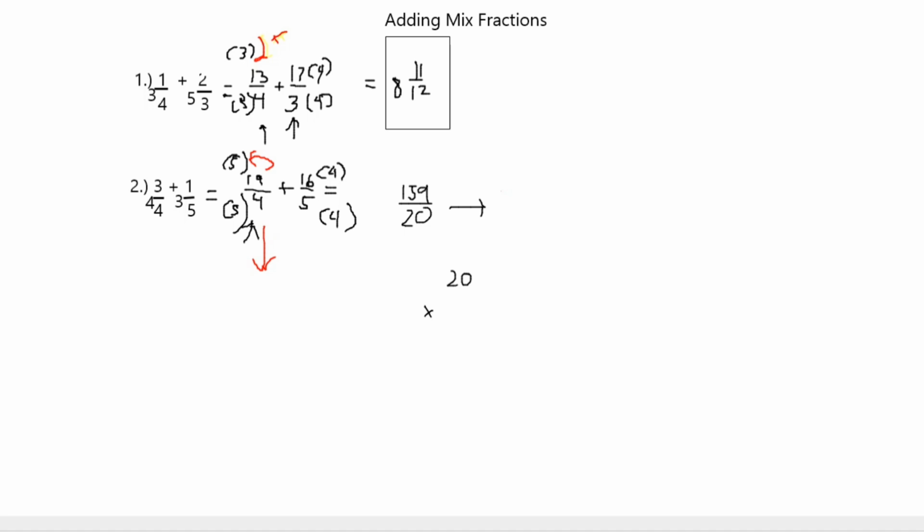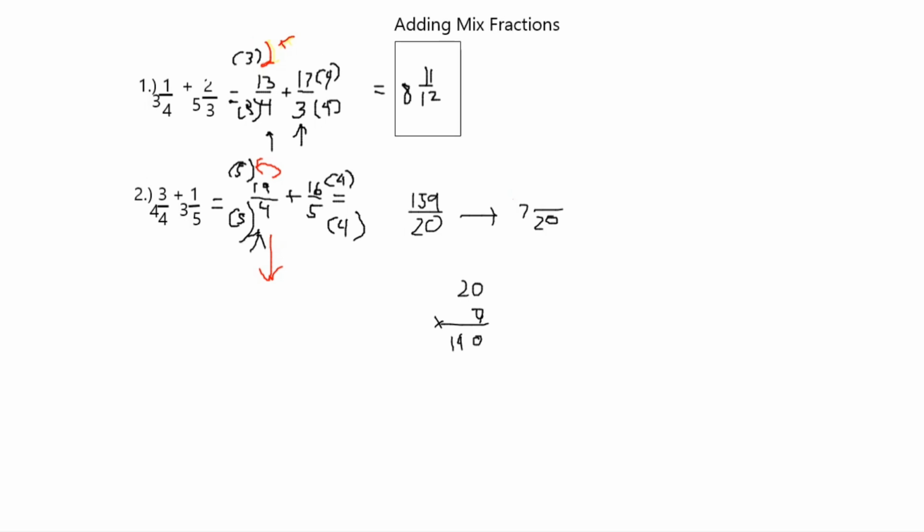Now let's transform this into a mixed fraction. So we're going to look for the number less than 159. Let's try 7. 7 times 2 is 14. And we find it to be 140. So 9, 1, 19. So there you have it. That's the mixed fraction. That's the answer for the number 2.